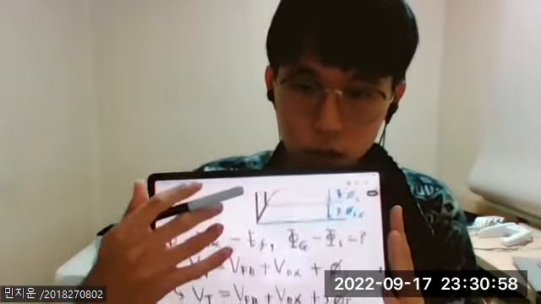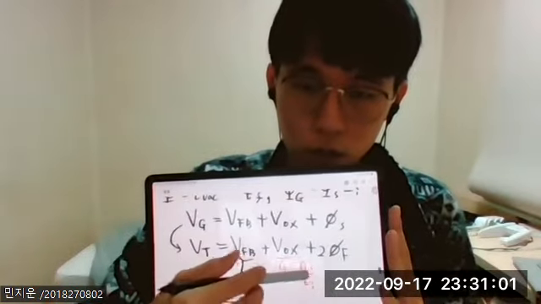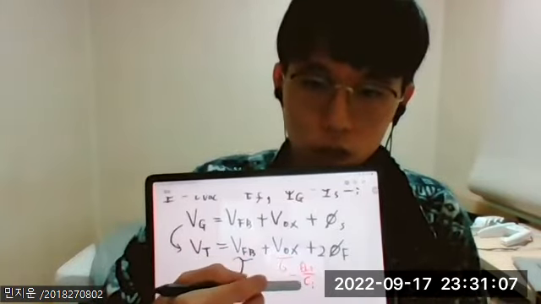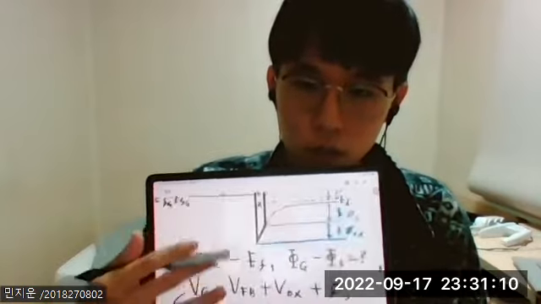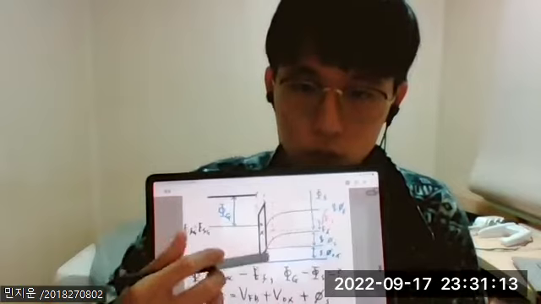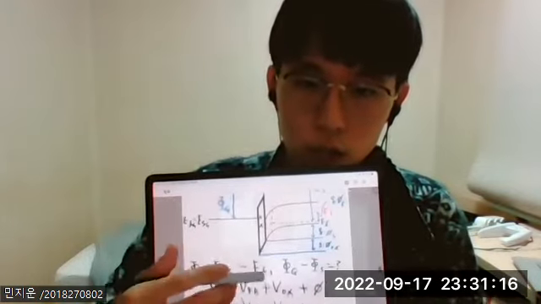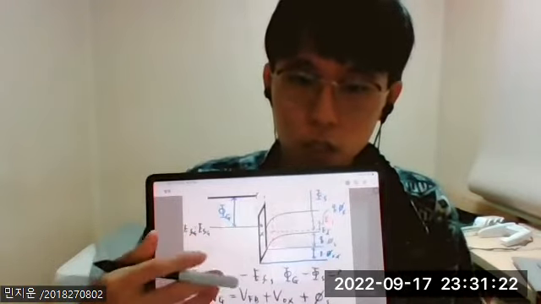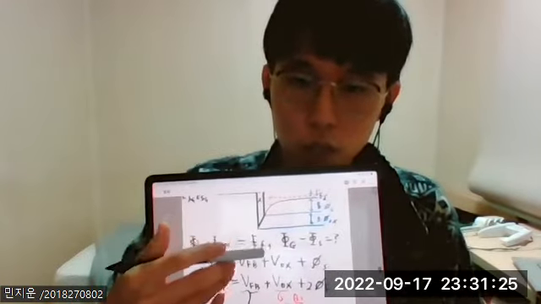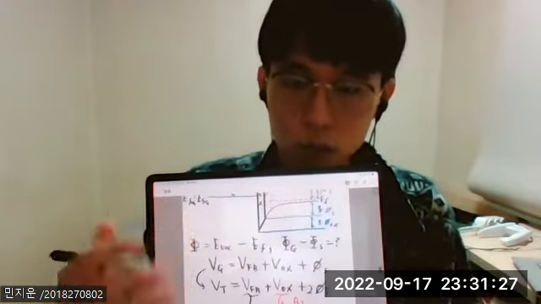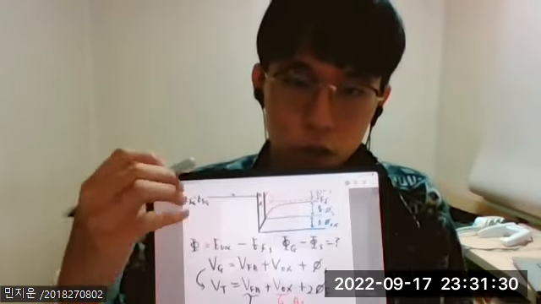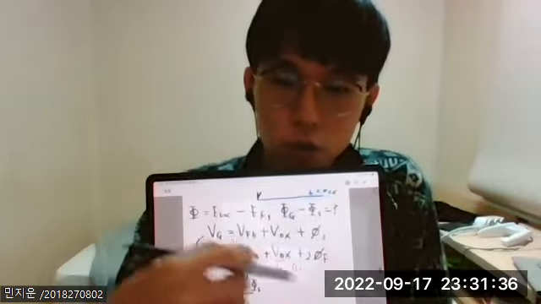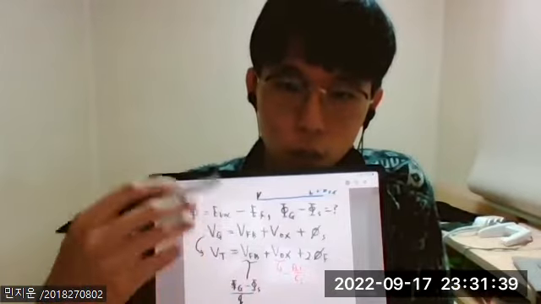So the flat band voltage is equal to this, and the oxide voltage is equal to the total quantity of charge of the semiconductor over the capacitance, because the oxide voltage means how much the oxide is bending. So you can get this voltage by the capacitance equation: total quantity of charge is equal to capacitance times voltage.